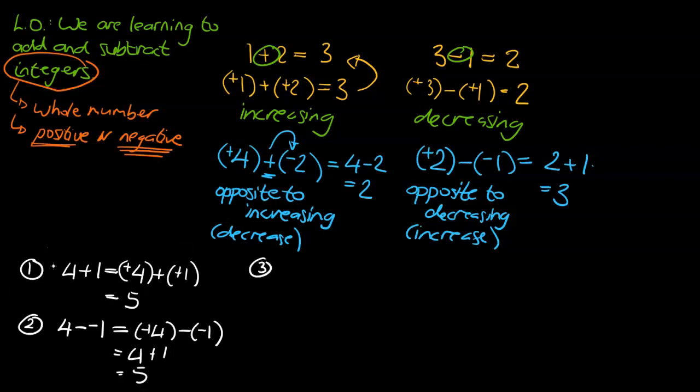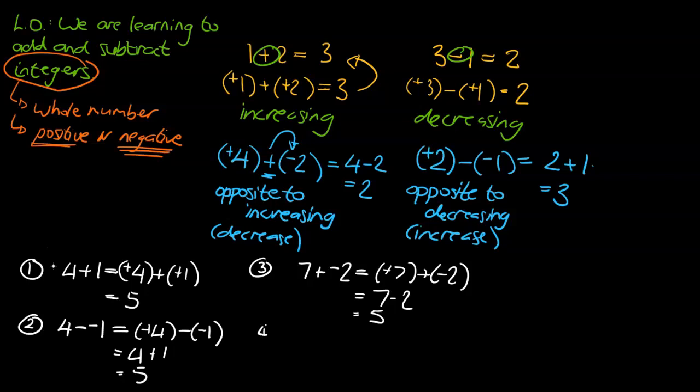So we've got question 3. We've got 7 plus negative 2. So we're just going to write that out properly. So we've got positive 7 and we're adding negative 2. So this tells us we are increasing, but the negative sign tells us we're doing the opposite of increasing, which is actually decreasing. It's just subtraction. So we're going to go 7 minus 2. And again, we're getting to 5. We'll go through a few more.